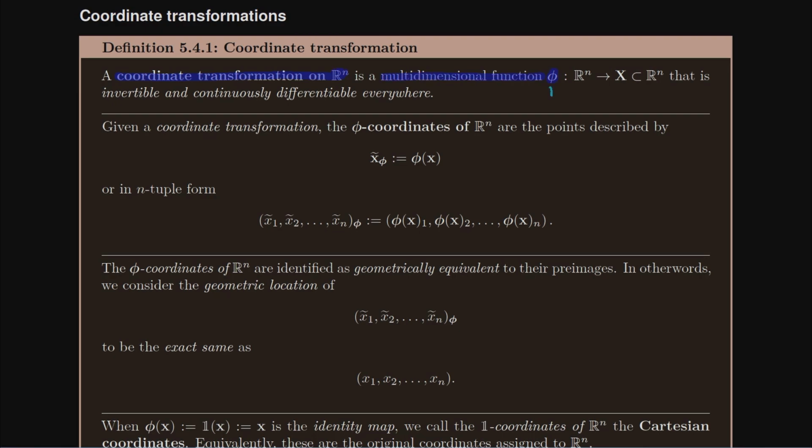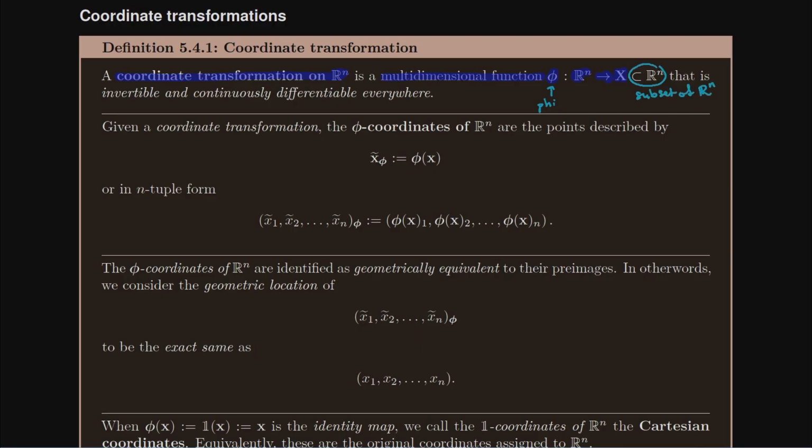I use the Greek phi for this function. That's a coordinate transformation. I would say that's a fairly common notation. And this function is going to map Rn, so some n-dimensional space, into what I'm calling x. But in reality, x is a subset of Rn. So some subset of Rn is its output.